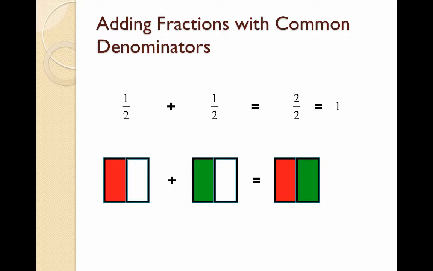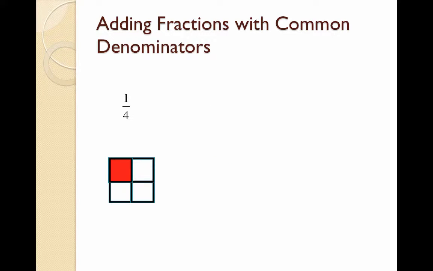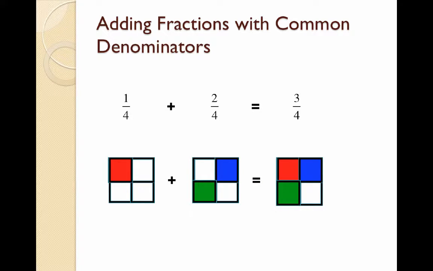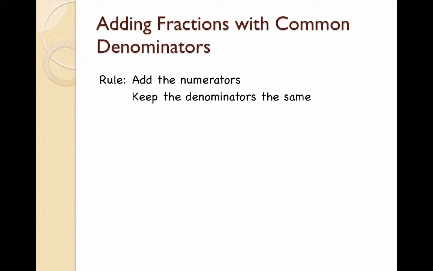Let's take a look at something with quarters. Let's say I have 1/4 and I want to add on 2 more quarters. I want to put them all together. What I'm going to get is 3/4 in total, because we're talking about quarters and how many of them I have. Note that I'm adding the numerators, so 1 and 2 gives me 3, and I keep the denominators exactly the same. The rule then has to be that we add the numerators and keep the denominators the same.